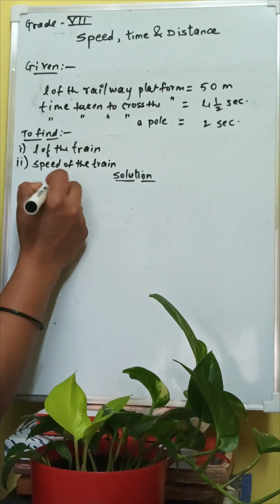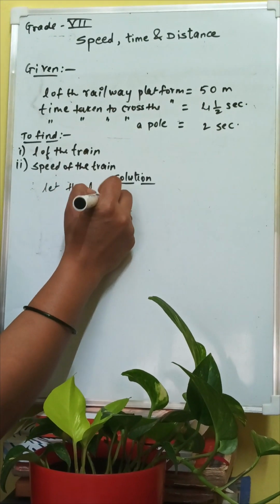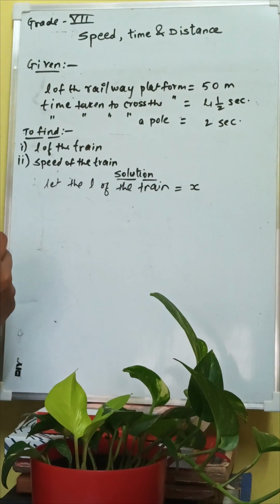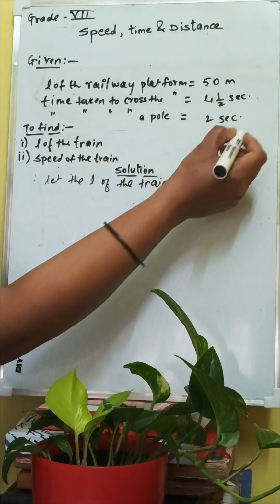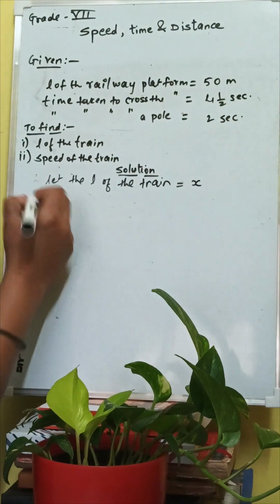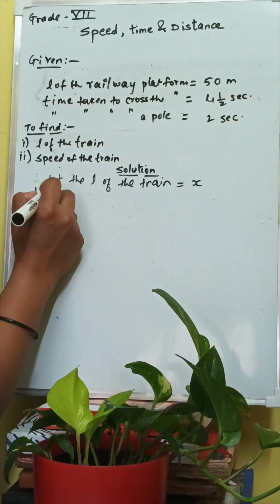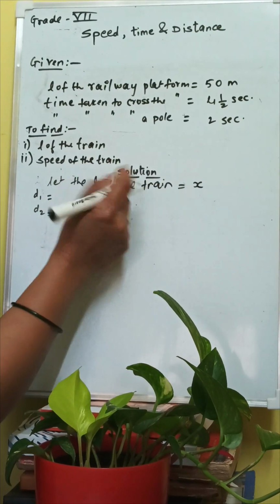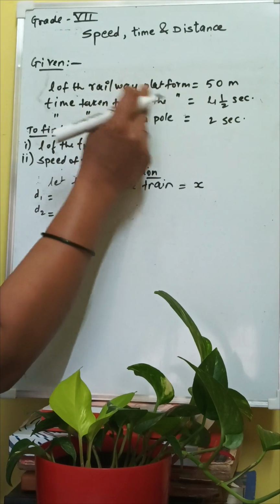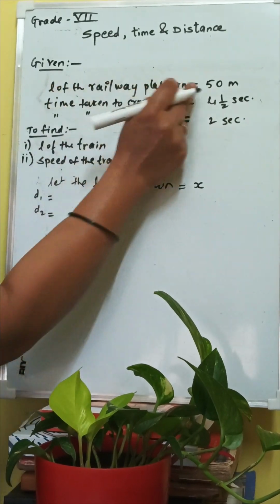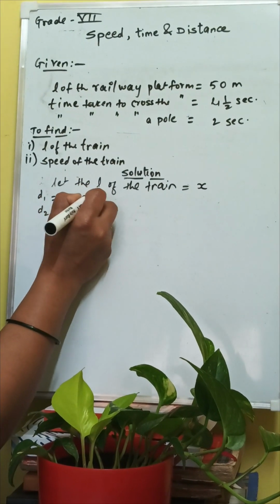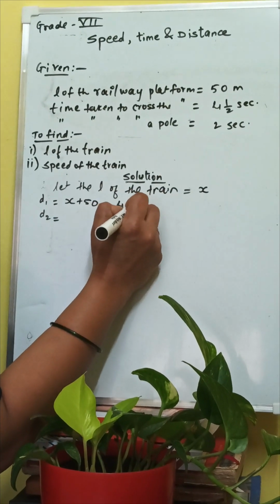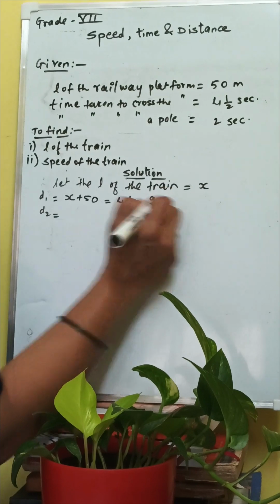Now let the length of the train be x. We have two different times here and two different distances. Let's say distance 1 and distance 2. Distance 1 is the distance the train travels while crossing the railway platform, which is the length of the train plus the length of the railway platform, so x plus 50. How much time is it taking here? 4.5 seconds, 9 upon 2.